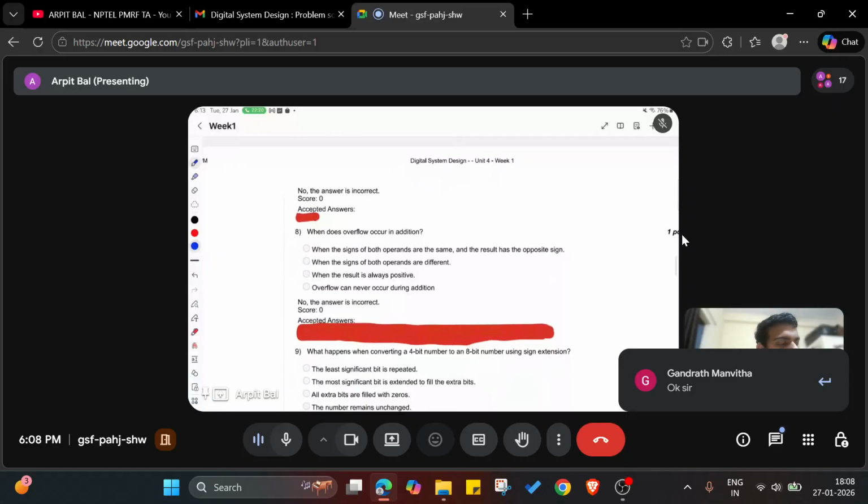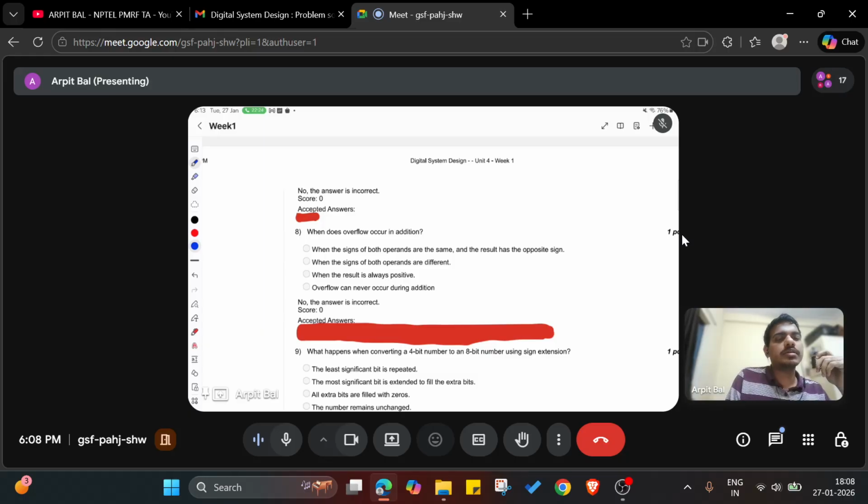So when does overflow occur in addition? This overflow condition occurs when the signs of both the operands are the same, but the result has an opposite sign. So assume that you are adding two numbers, let's say +3 and +2, and I'm representing it in 3 bits. But the end result that I get is -1. That can never happen, right?